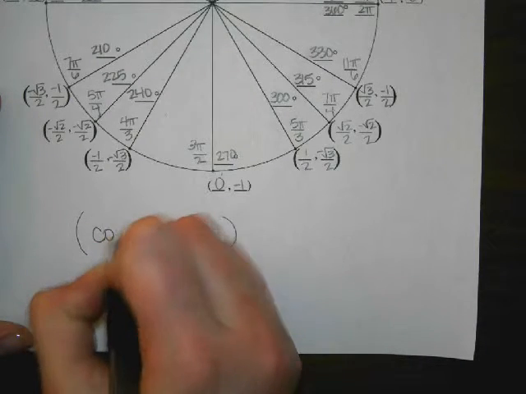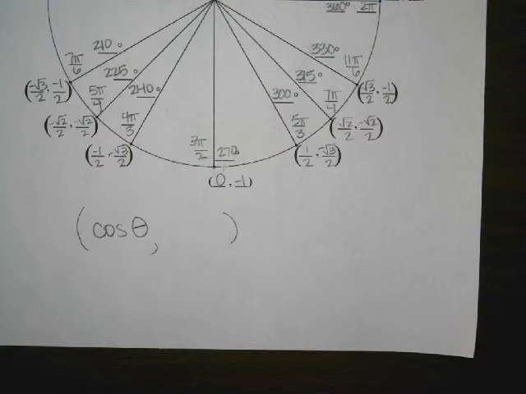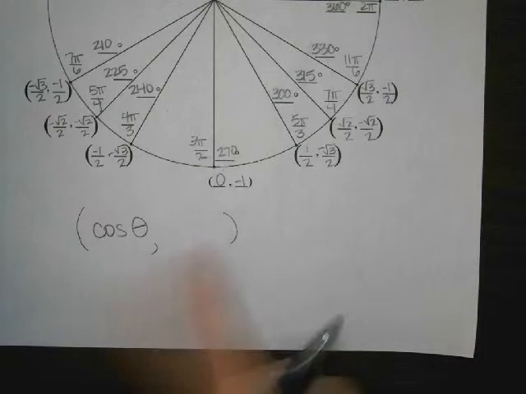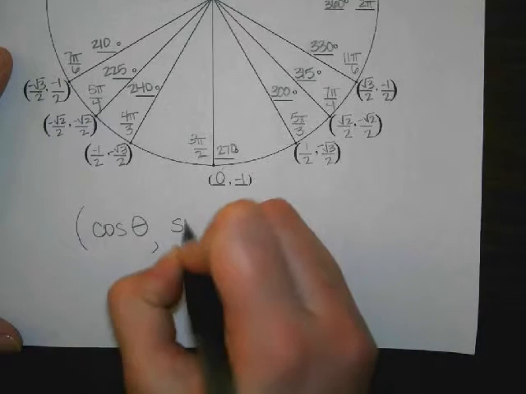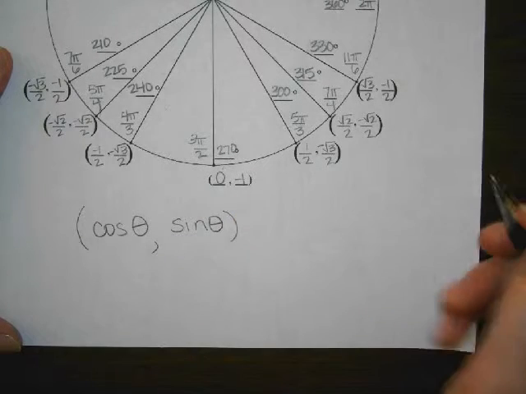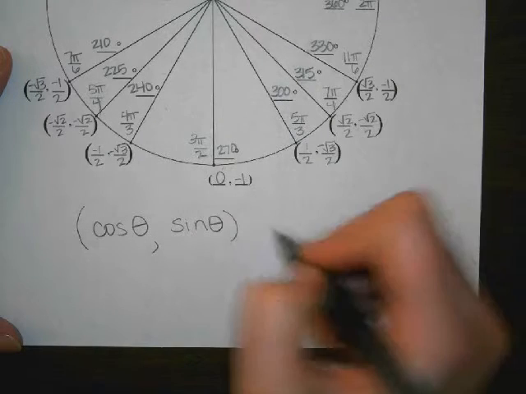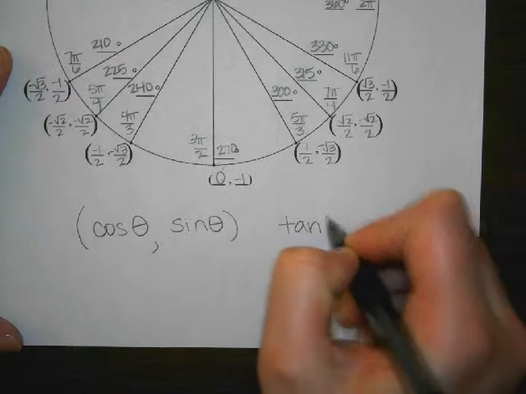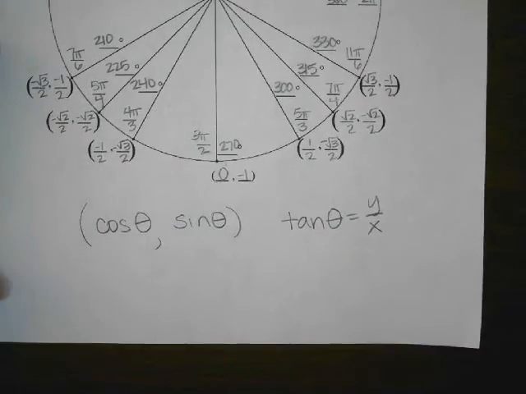Cos of the angle. Whatever angle I give you, if I ask for cos of that angle, I just look at the x value. What's the y-coordinate represent? Sine, so sine theta. How do I find tan? I do sine over cos, aka y divided by x, okay?